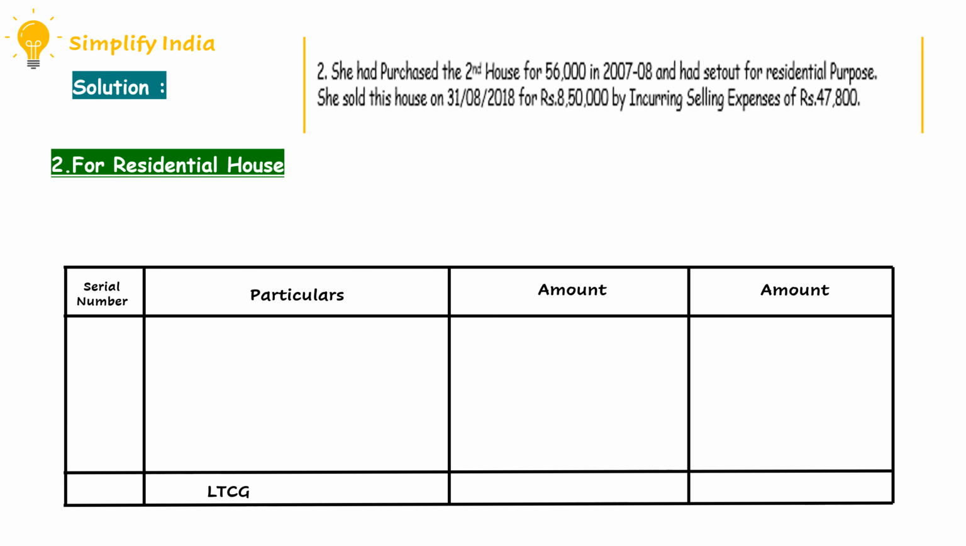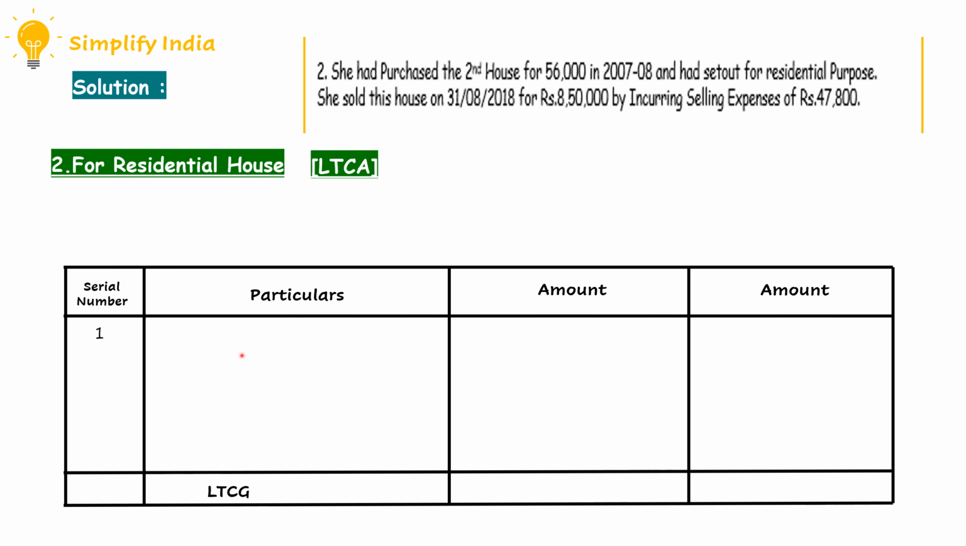Now let us proceed further with house 2. As we know, first we have to identify whether the given asset is a long-term capital asset or a short-term capital asset. In the problem, it has been mentioned that the second house was purchased in the year 78. So it is a very long period of time. So we can consider this house as a long-term capital asset. As it is a long-term capital asset, we have to take the indexation benefit into consideration. Let us proceed with the calculation part.